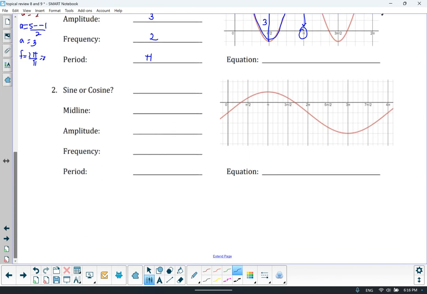So let's do the second one together. Sometimes you can see the midline right away, but again, I always think it's helpful. Actually, I should have written the equation here.